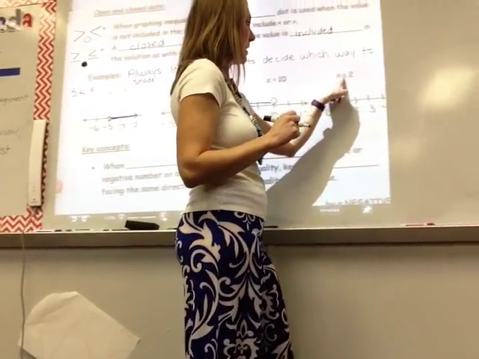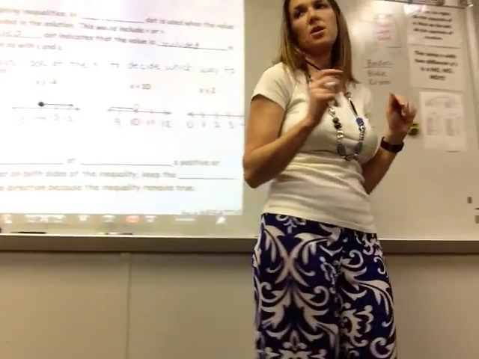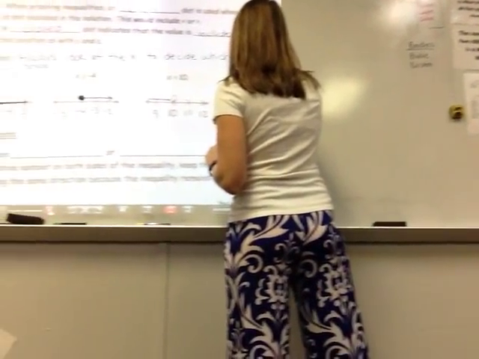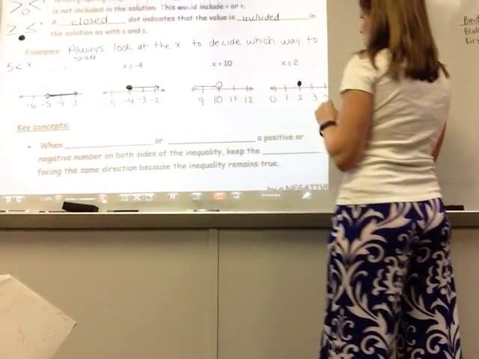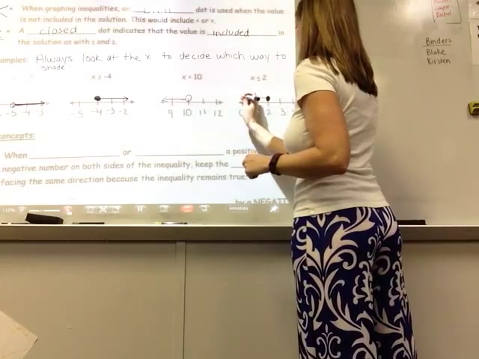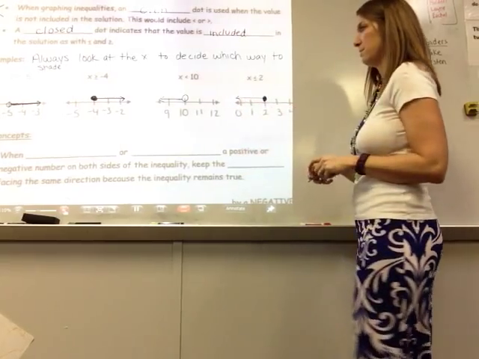Next, x is less than or equal to 2. Dylan, open or closed circle? Closed. And Jade, which way should I shade? To the left, because x is smaller than 2 or equal to 2, so I'm shading to the left.